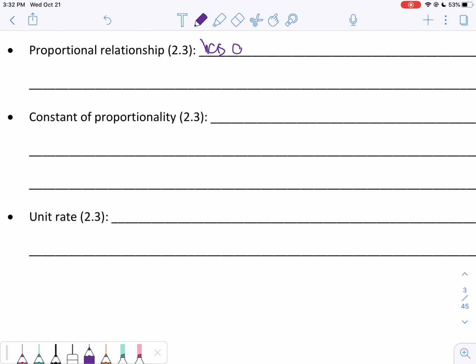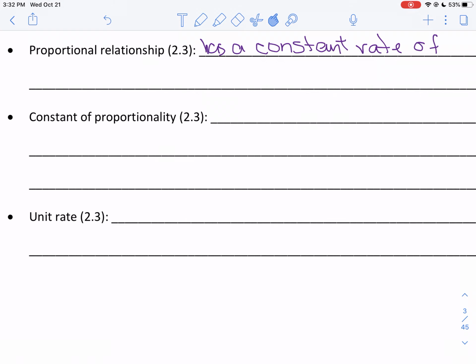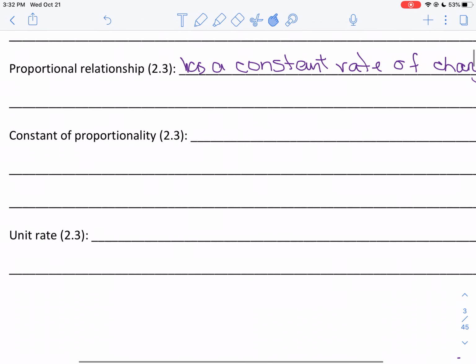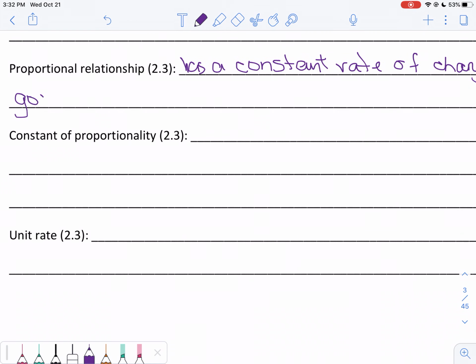has a constant rate of change going through the point (0, 0).